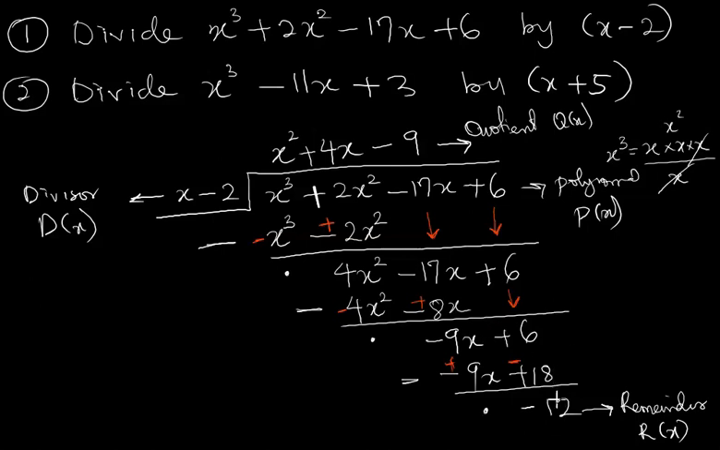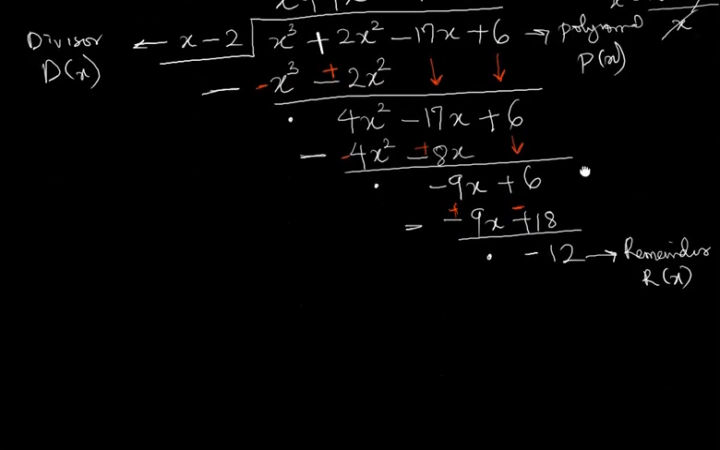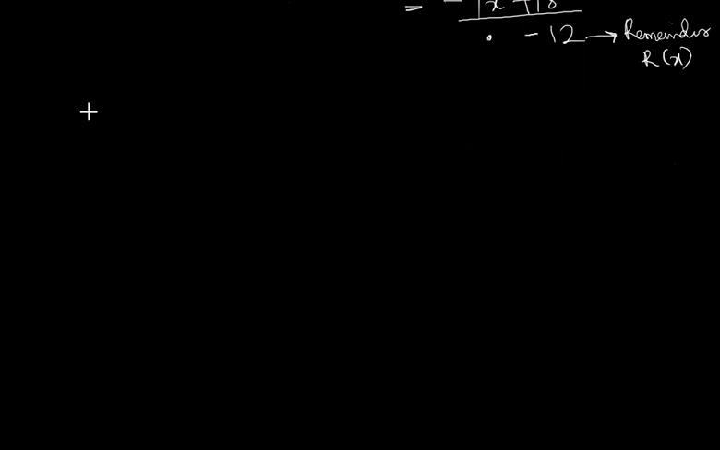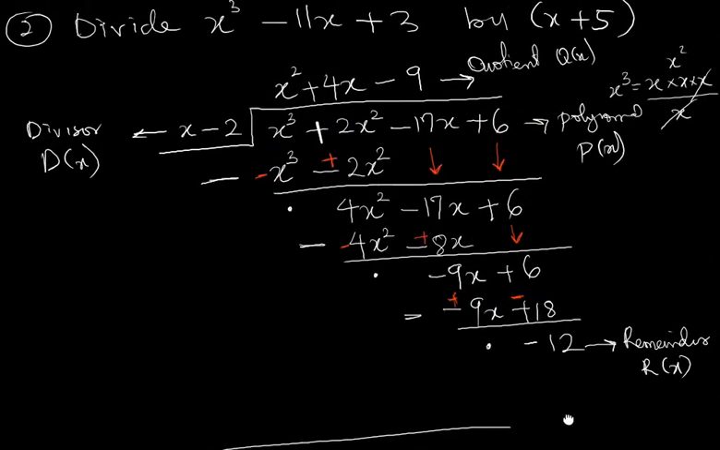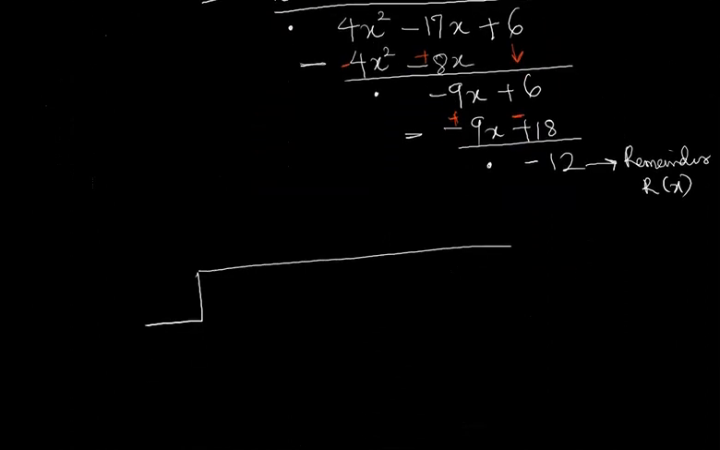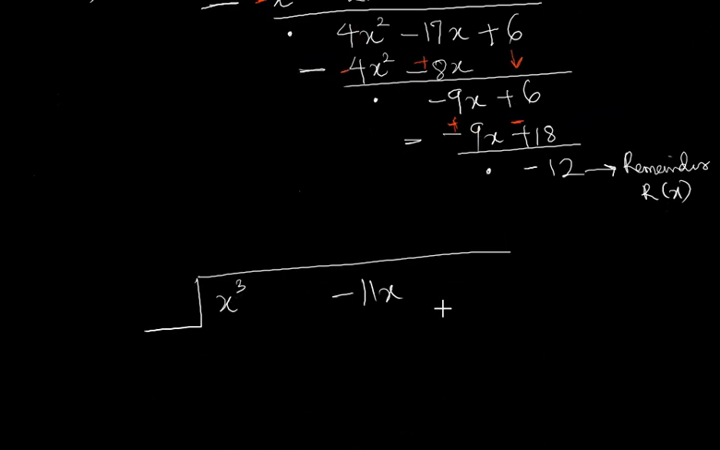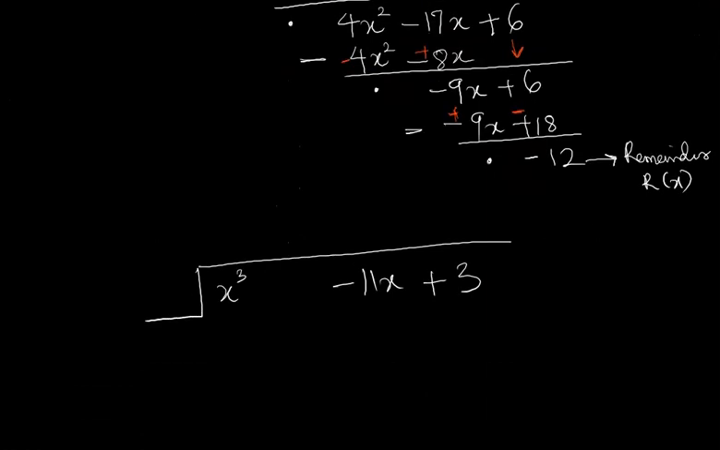So now for the second question, let's solve the second question. So we have x cubed minus 11x plus 3 is divided by x plus 5. Okay.